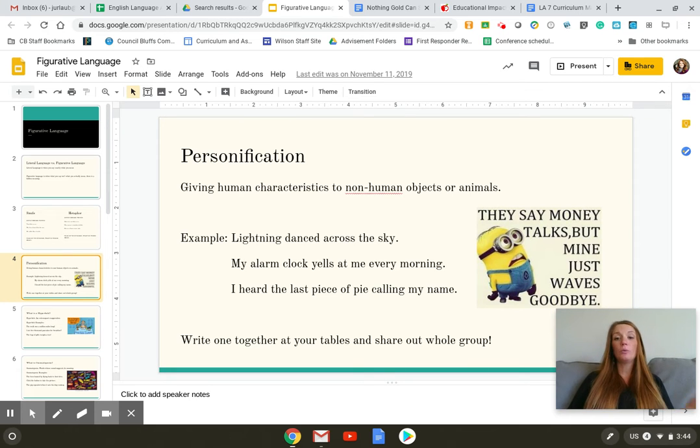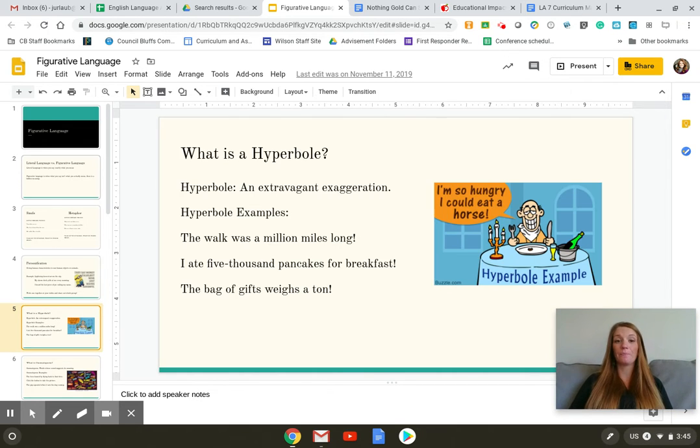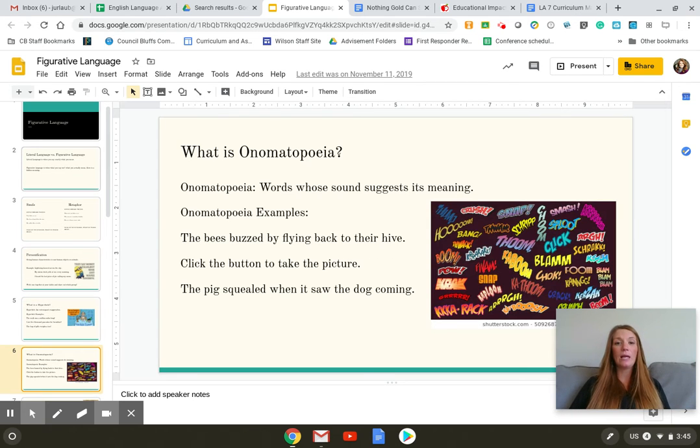Personification is when you give human characteristics to something that is not human or to an animal. So an example here is lightning danced across the sky. Well, lightning can't actually dance, but when we look at it in the sky, sometimes it looks like it's dancing, right? So that would be figurative language called personification. A hyperbole is when we have an extravagant exaggeration about something. So if you've ever been on a long walk, you might say, that walk felt like 1,000,000 miles long. It's not actually 1,000,000 miles long. It just was really long and it felt long to us. So that's a hyperbole. And then there are two more types that we'll talk about.